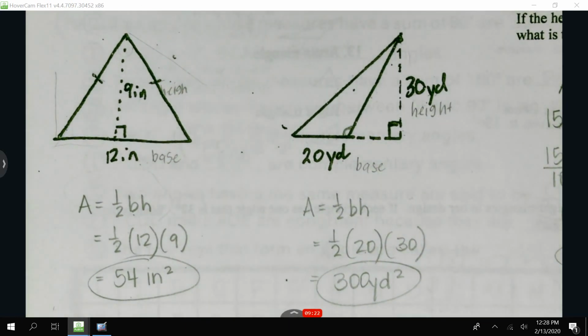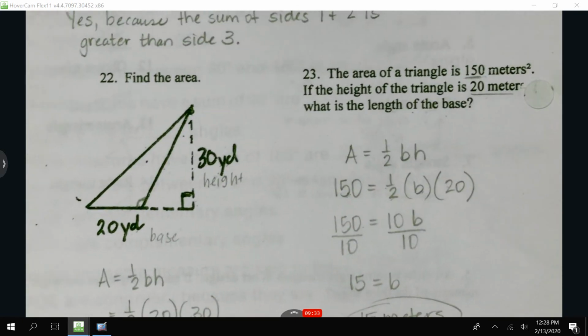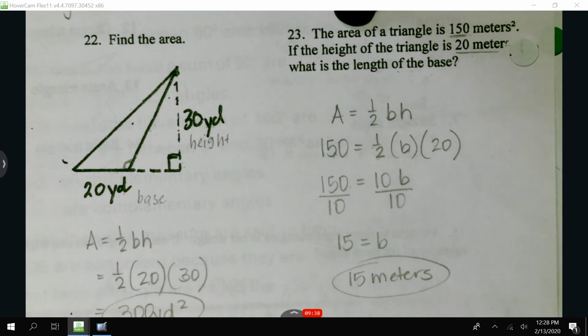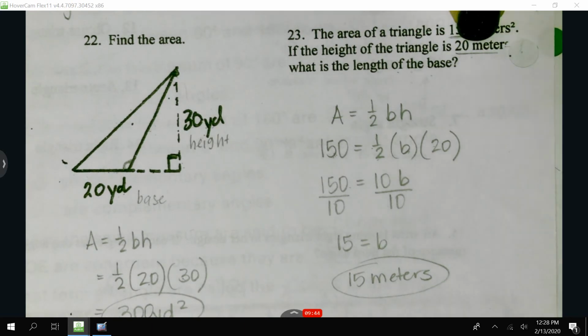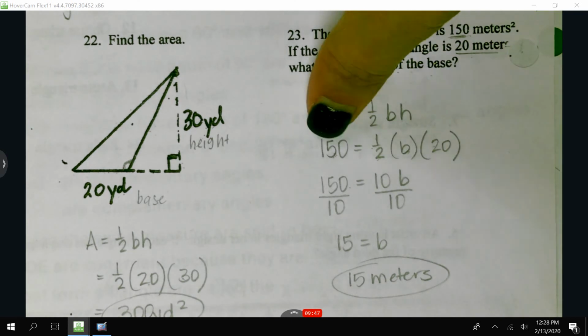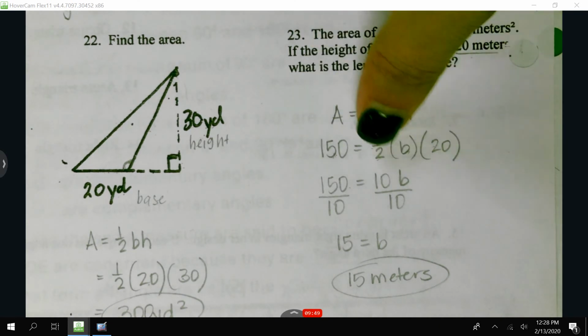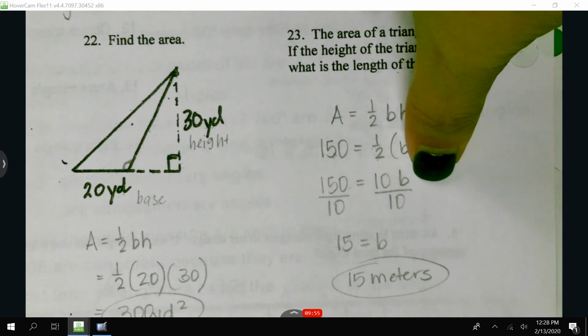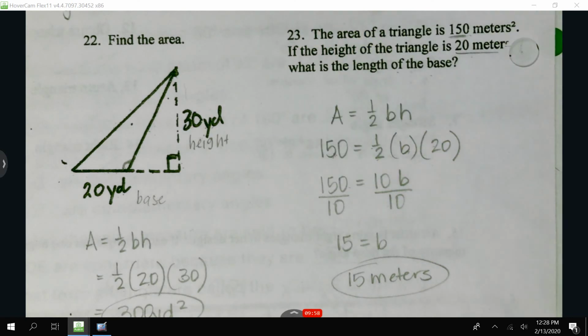And then in number 23, are you finding the area? In the next one, number 23. What are you actually finding? The base. The base. So don't make that mistake of just plugging everything in and trying to find for A. It tells you that the area is 150 square meters. The height is 20 meters. What is the base? So you're just plugging that 150 in for A, 20 in for H, so you still have a B there. So 1/2 times B times 20. You can do 1/2 times 20, which is 10. So you get 10B equals 150, and then divide by 10. So 15 meters is your base.